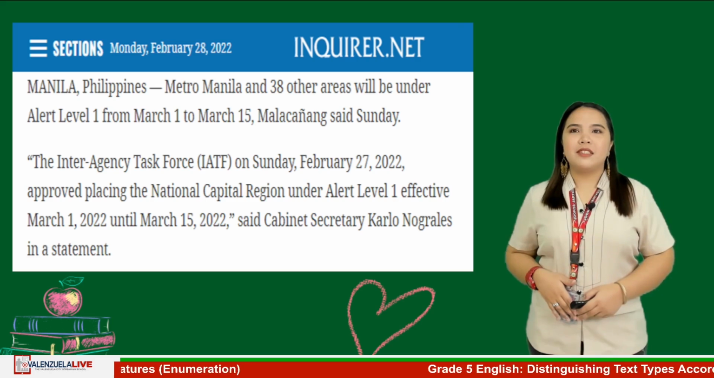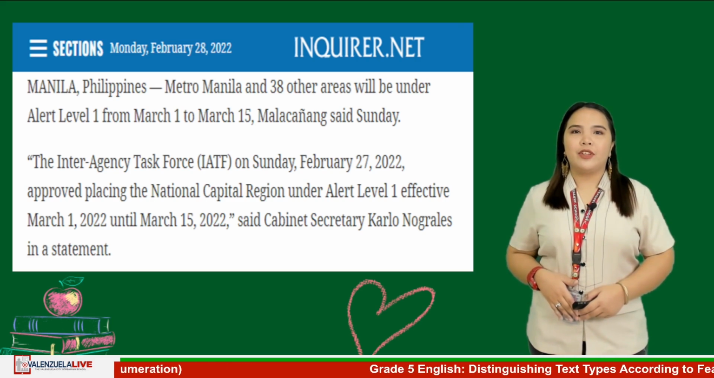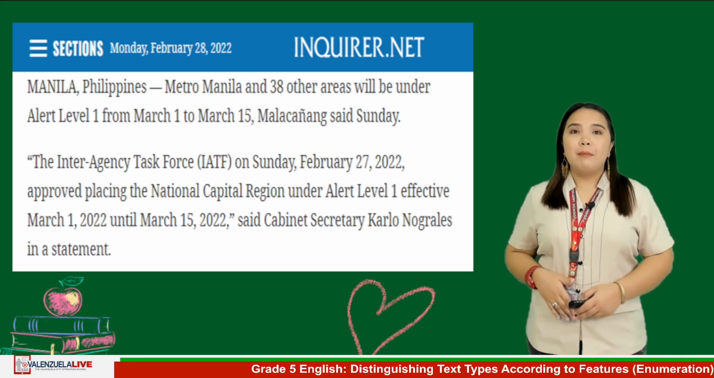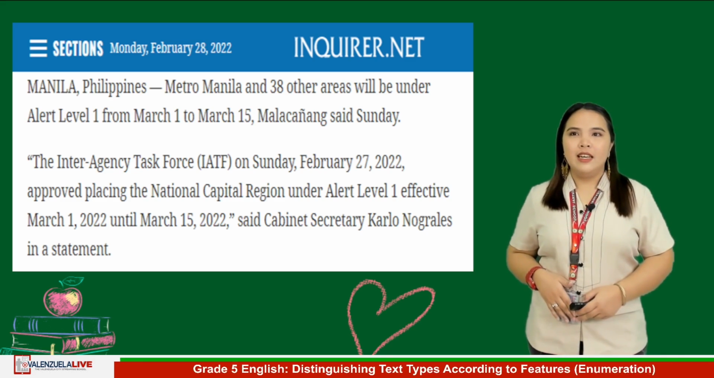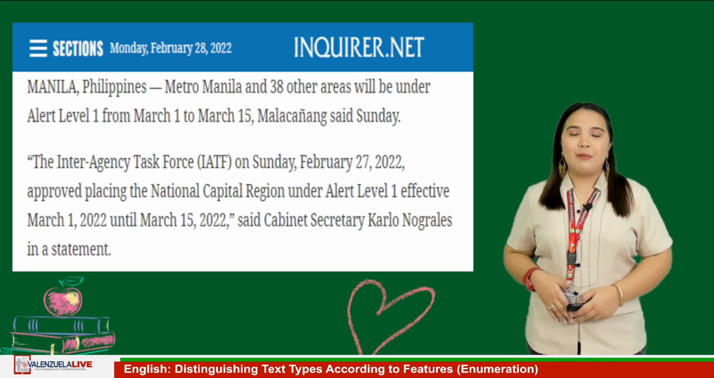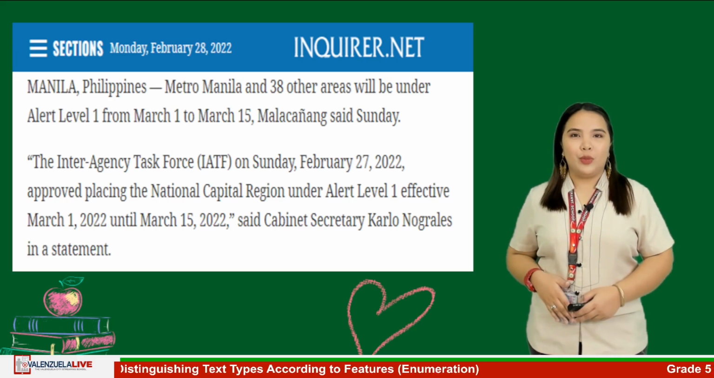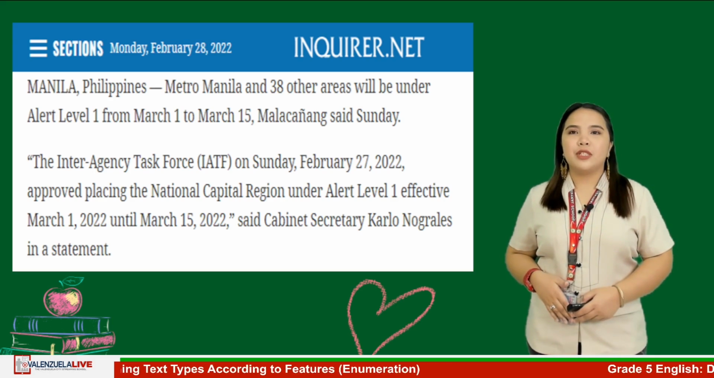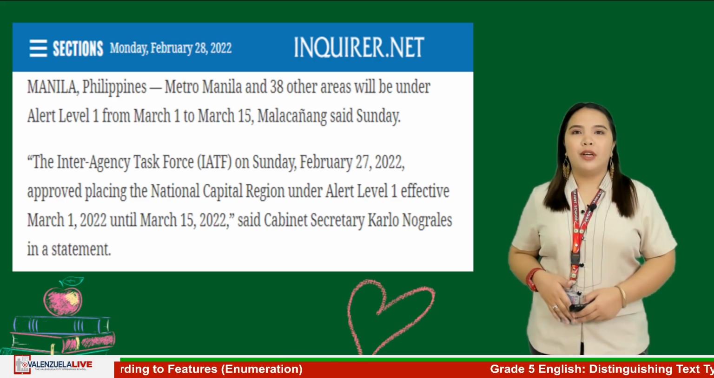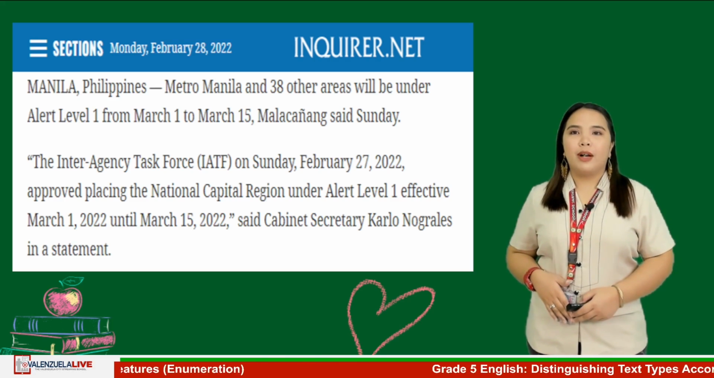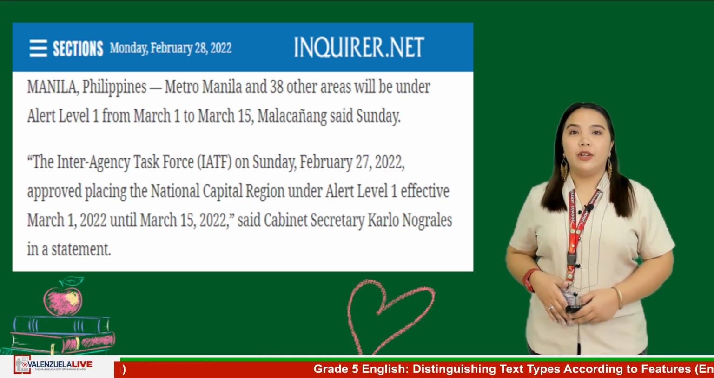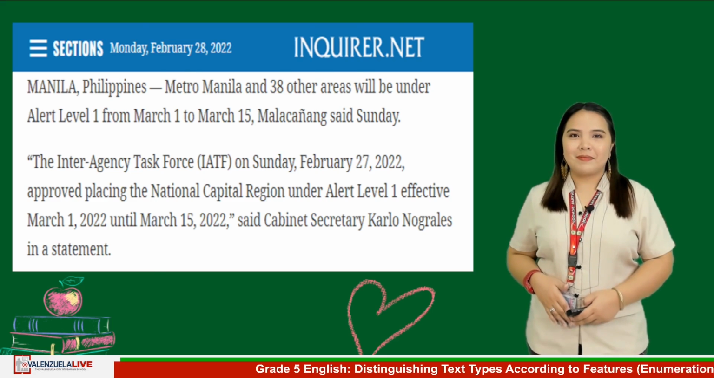Manila, Philippines. Metro Manila and 38 other areas will be under Alert Level 1 from March 1 to 15, Malacanang said Sunday. The Interagency Task Force or IATF on Sunday, February 27, 2022, approved placing the National Capital Region under Alert Level 1 effective March 1, 2022 until March 15, 2022, said Cabinet Secretary Carlo Nograles in a statement.